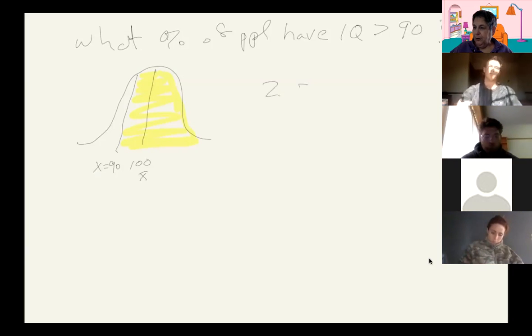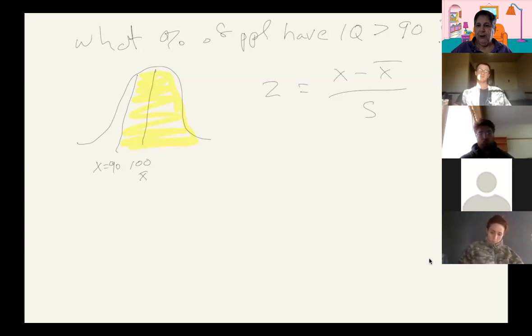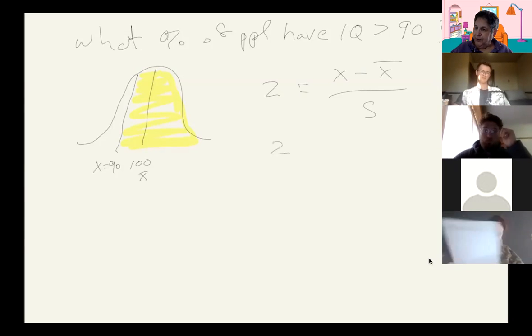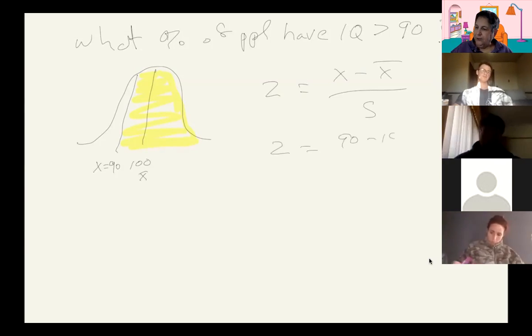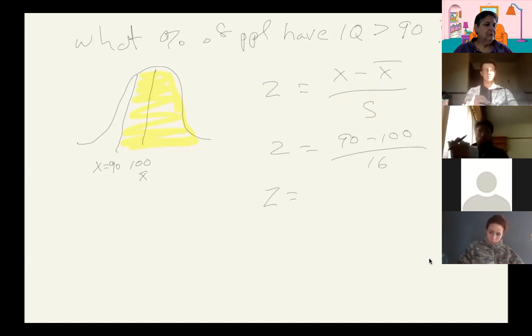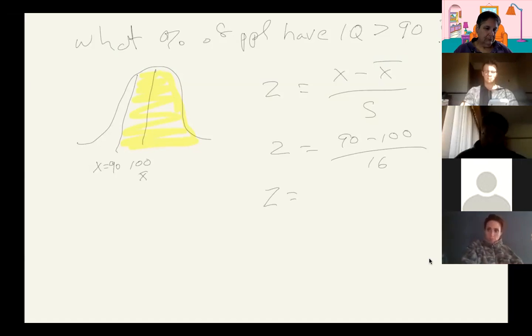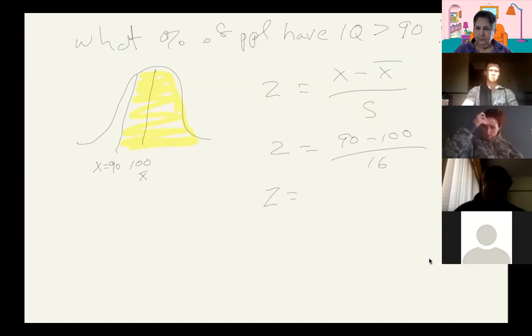So z equals score minus the mean divided by the standard deviation. And we are using the same mean and standard deviation, 100 and 16. So z is equal to 90 minus 100, and divide that by 16, and somebody tell me what you get. It's negative 0.63 if we're rounding up. Yep, that's 0.625. Yep, I get the same thing, Heather.